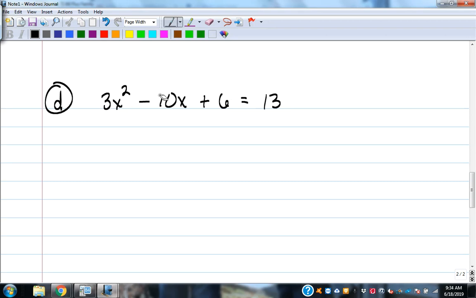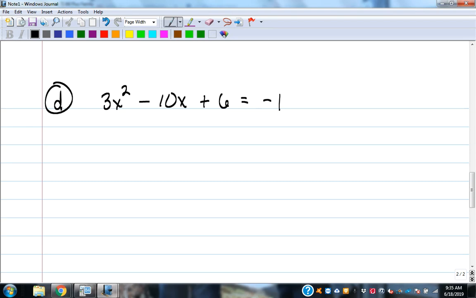Hold on just a second. Let me make sure my numbers can work. I'm making up a new one here. So let's make that negative 21. Oh, excuse me, -1, not negative 21. -1. That works. That'll work for us. Okay. 3x squared minus 10x plus 6 is equal to -1.